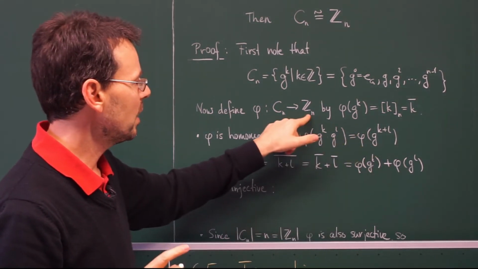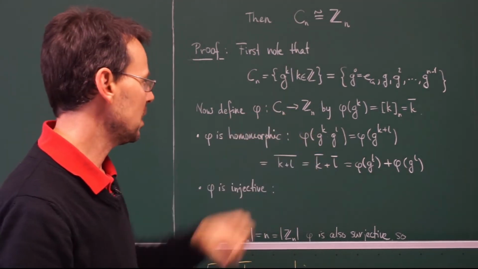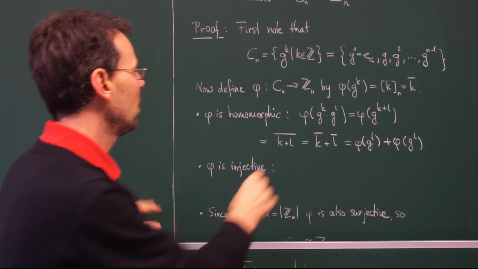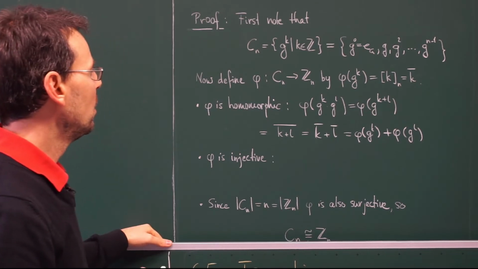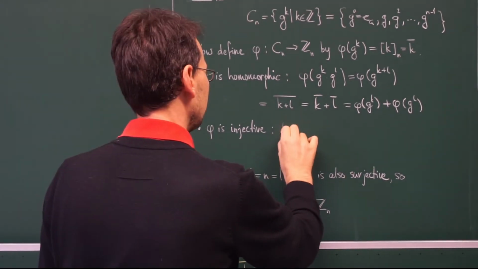Note that here we write the operation as addition. Here mostly we write it as the multiplication or the dot. Usually we write it as a dot. So phi is a homomorphism. Is it injective?